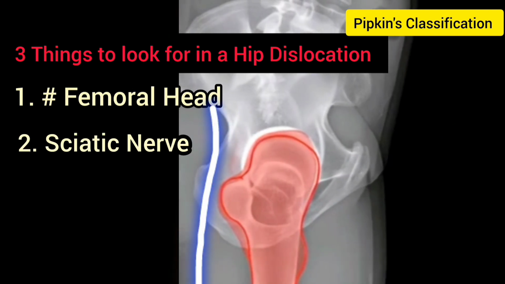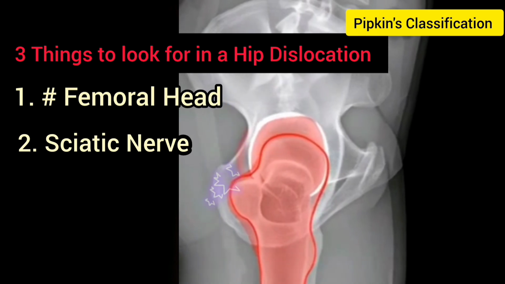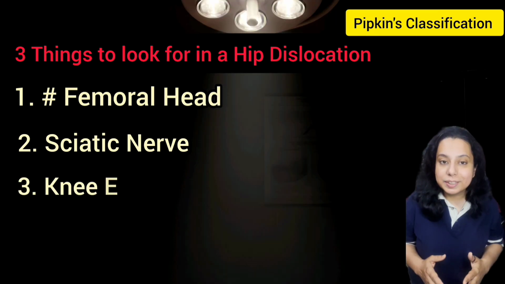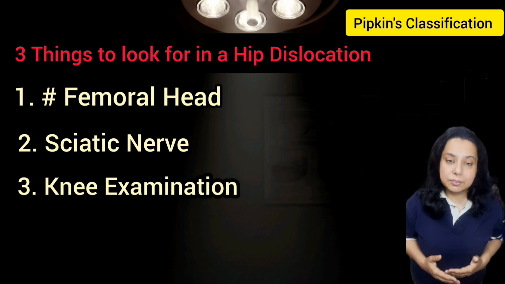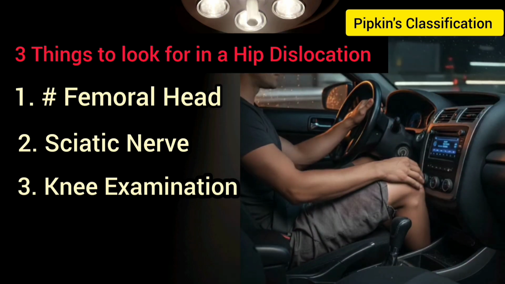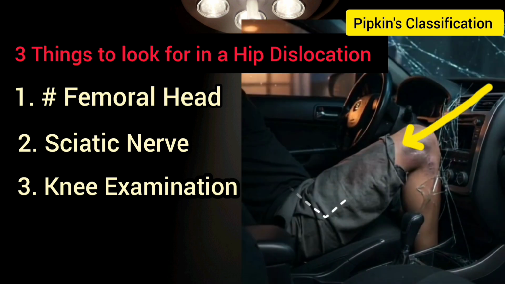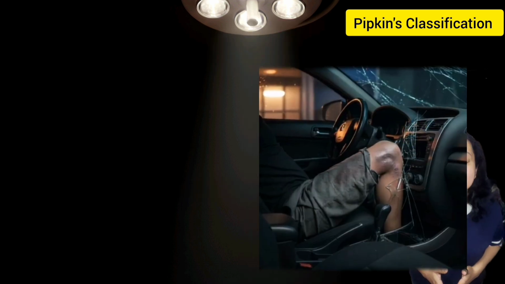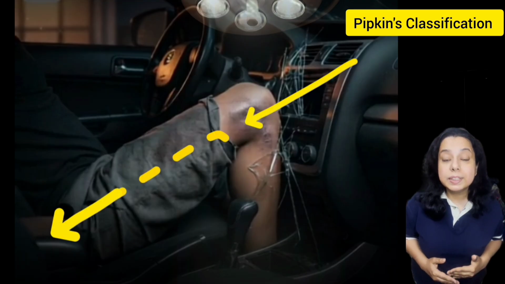Number two, sciatic nerve, which is highly vulnerable during a posterior hip dislocation. Three, the knee examination, because most of these injuries result from a dashboard impact, that is, the force which was applied to the knee while the hip is flexed. In these cases, the force travels through the leg and causes injuries which are distal to the hip.